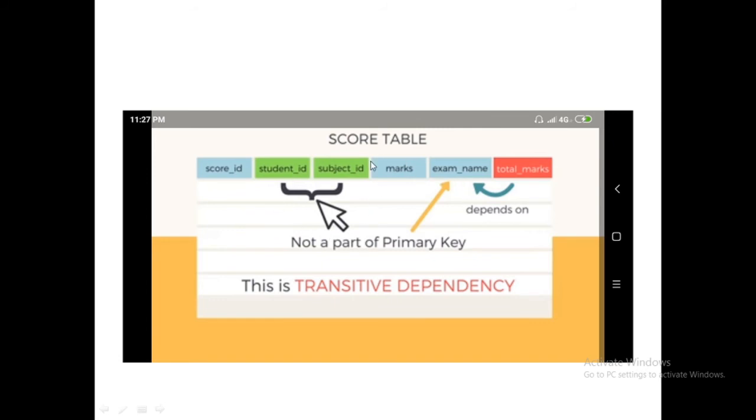As we already discussed, the role of the primary key is that with the help of the primary key in a table, each and every column should be identified. But with the help of the student ID and the subject ID, we can't get the total marks, because it depends only on the exam name. This is called the transitive dependency.